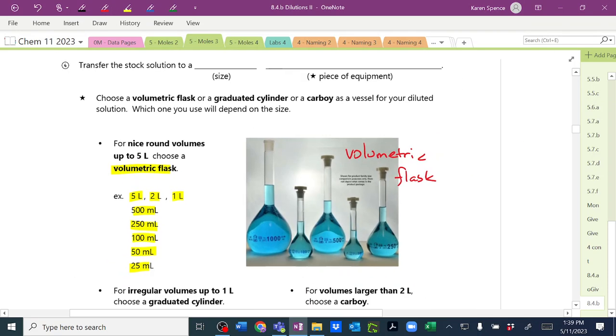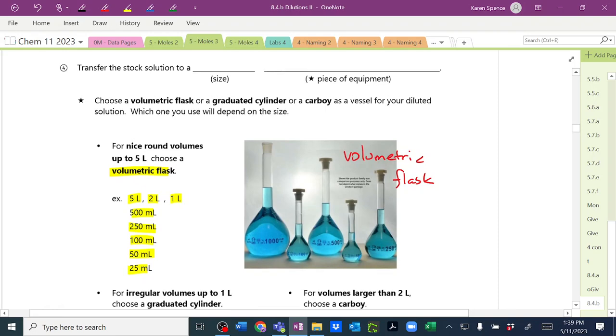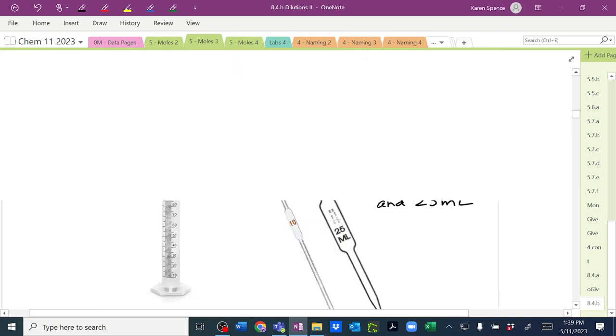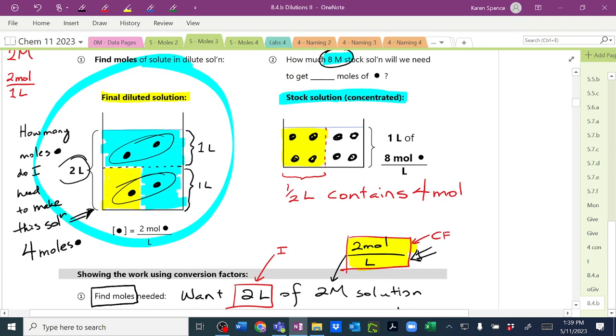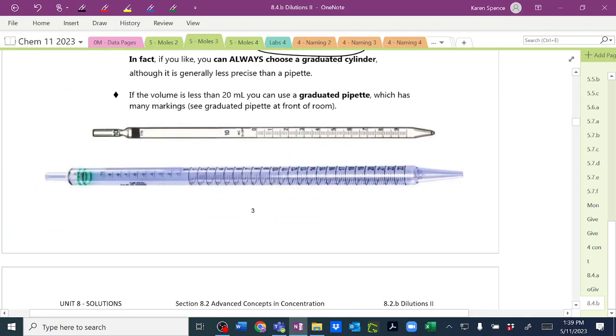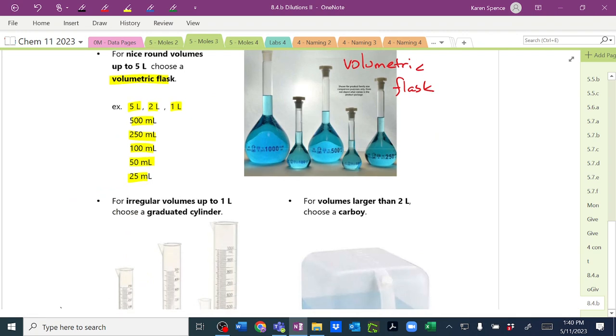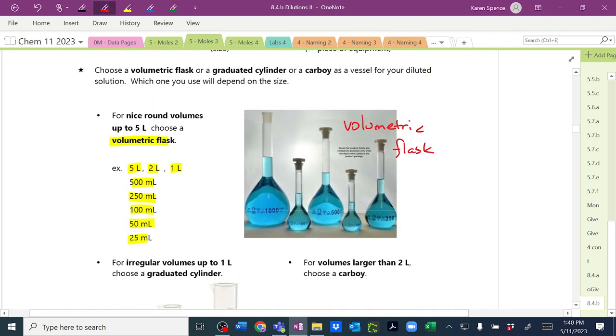How much are we trying to make? Let's remind ourselves, how much are we trying to make? We are trying to make 2 liters. So what should we use? For 2 liters, we should use a volumetric flask.